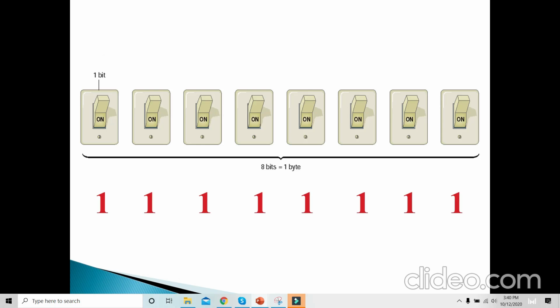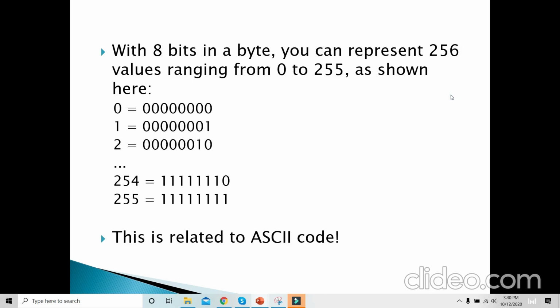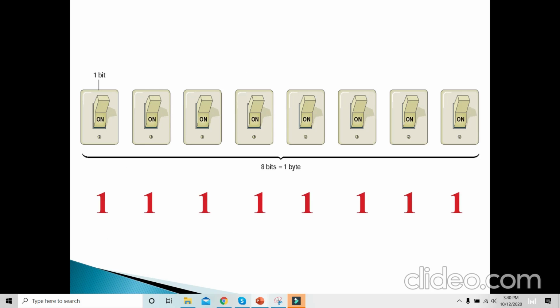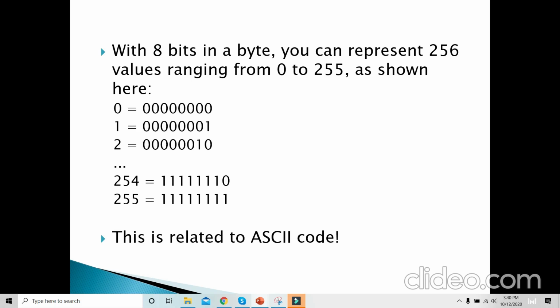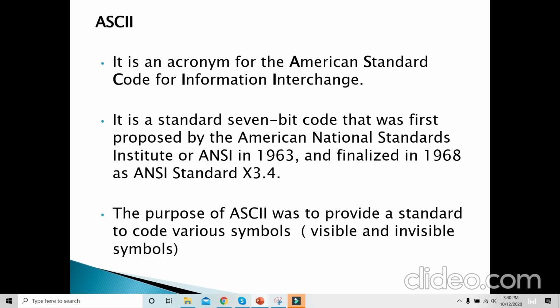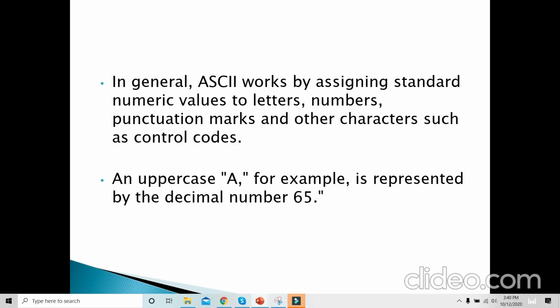Now if you turn off the first one, if this is being turned off, the value will be 254. This is actually related to ASCII codes. ASCII is an acronym for American Standard Code for Information Interchange.